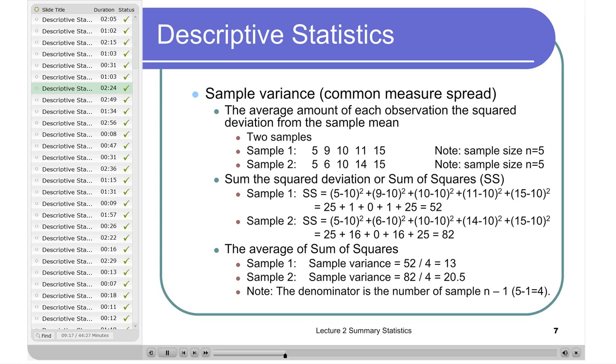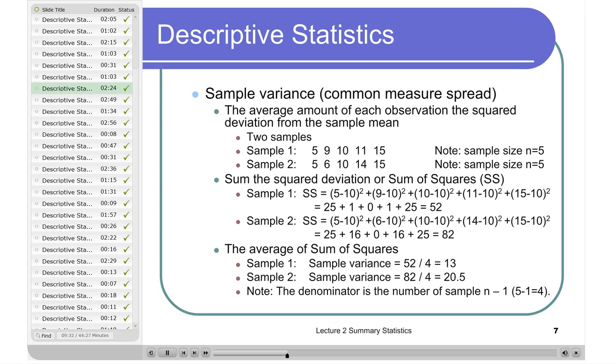For the second example, the mean is also equal to 10. So we're just going to take each of these numbers, subtract 10 from it, square that result, and add all of those results together. And we end up getting 82. So the sum of the squared deviations for the second sample is 82.